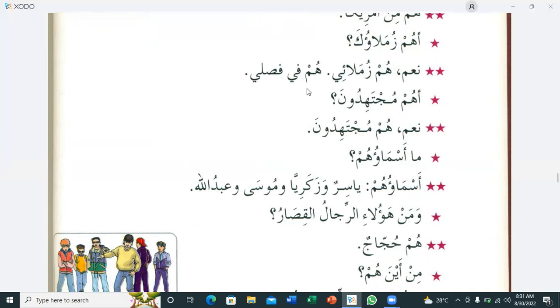Hum fi fasli, they are in my class. Naam, hum zumalai, hum fi fasli. Yes, they are my classmates. They are in my class.